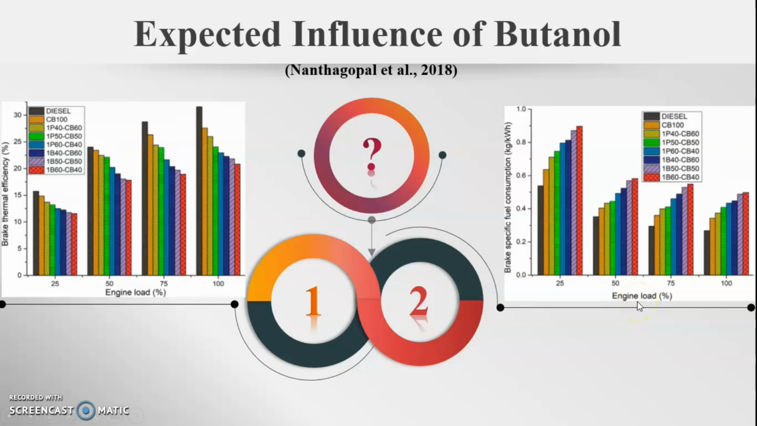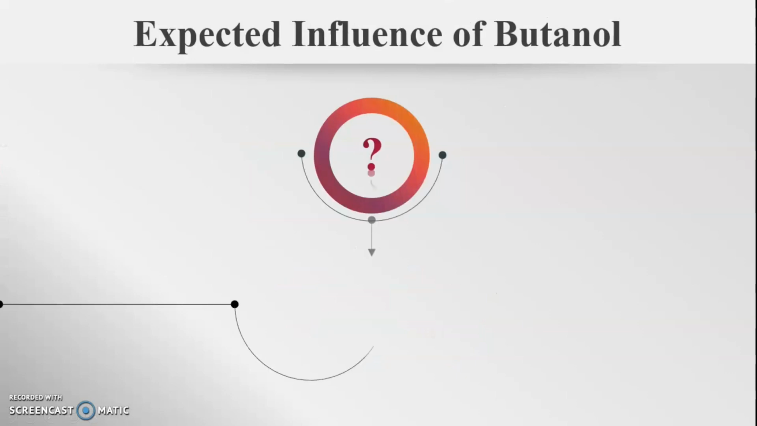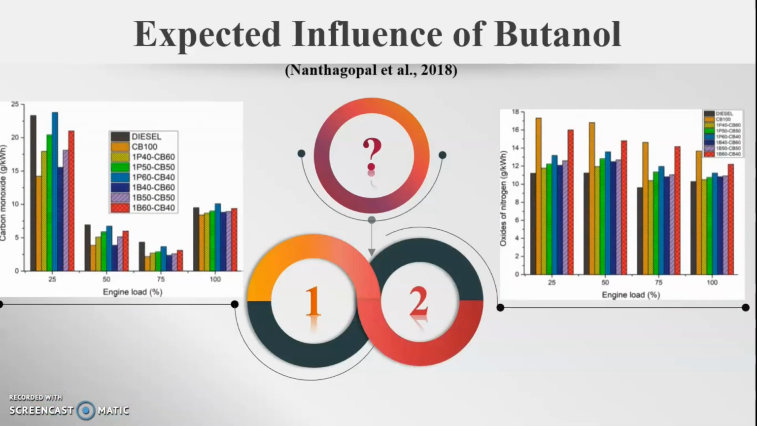However, it can be seen that for higher engine loads, the fuel consumption of all the fuels is actually less when compared to lower engine loads. Again, we can see that due to higher ignition delay, the carbon monoxide emissions for butanol added biodiesel is actually much higher than the neat biodiesel. However, due to the higher latent heat of evaporation for the butanol added biodiesel, the emissions of nitrogen oxides are actually less when compared to the emissions of neat biodiesel.